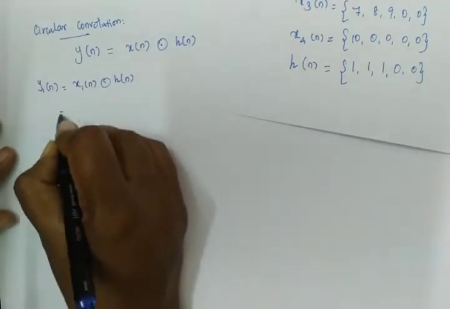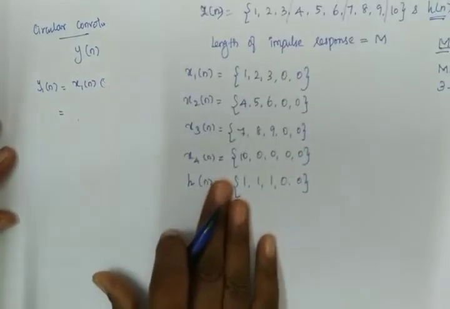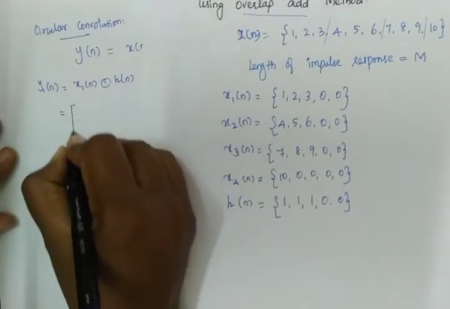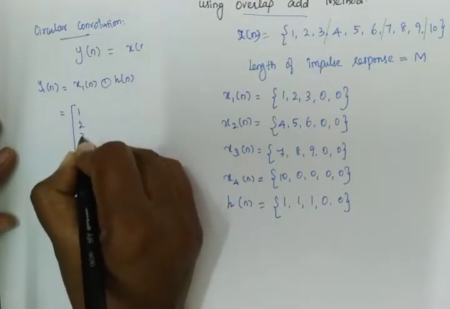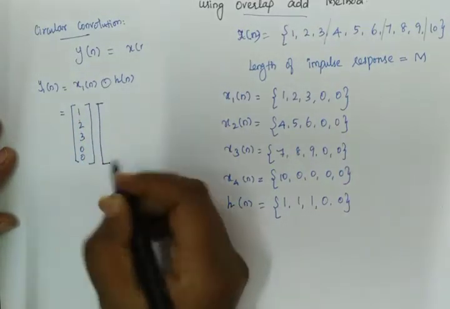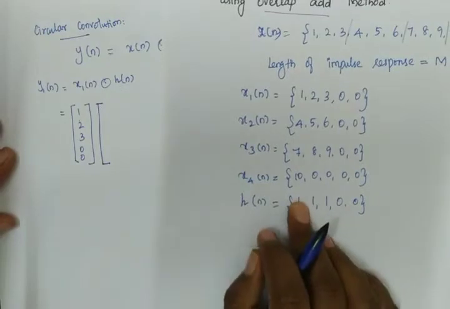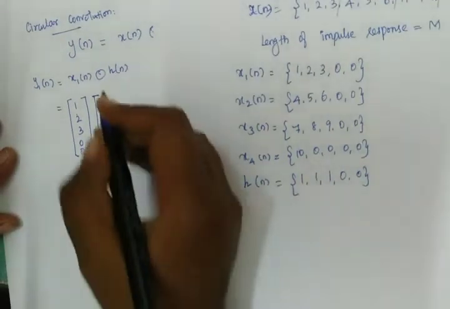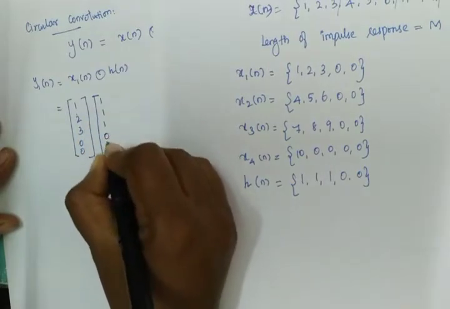Now what is this x1 of n? Just now we found this as 1, 2, 3, 0, 0. So we have 1, 2, 3, 0, 0. This is circular convoluted with h of n. What is that h of n? We know that h of n is equal to 1, 1, 1, 0, 0. So let us write 1, 1, 1, 0, 0.